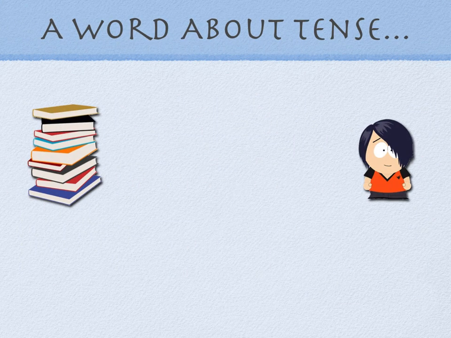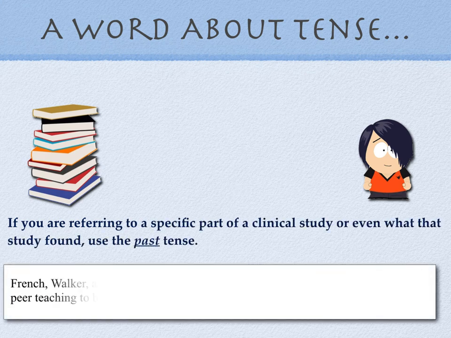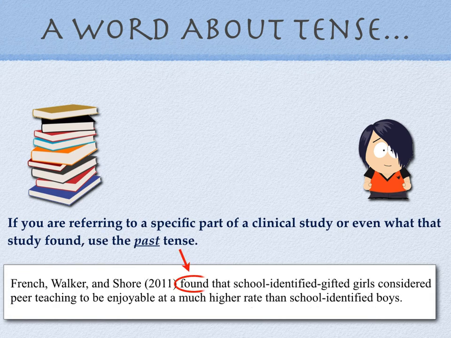Now, one question I get is, when do you use the present tense and when do you use the past tense? It can be a little confusing, but in most situations it works out this way. When you're referring to what an author says or concludes about a topic, use the present tense. If you're referring to information that's part of the clinical study, if it's an event, something that happened in the past, then use the past tense. In this case, in their study, they found this information. So that's a past event.